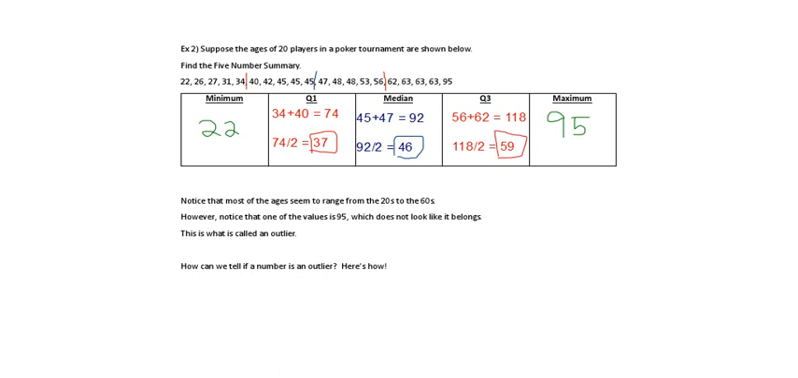Okay, so when you look at these numbers, you'll notice there are numbers in the 20s, 30s, 40s, 50s, and 60s. Then suddenly it goes to 95. It's like it skipped the 70s and 80s. It doesn't look like it really belongs. Well, this is what's called an outlier. But then again, how can you mathematically tell if a number is an outlier? Because sometimes looks can be deceiving. Well, here's how.